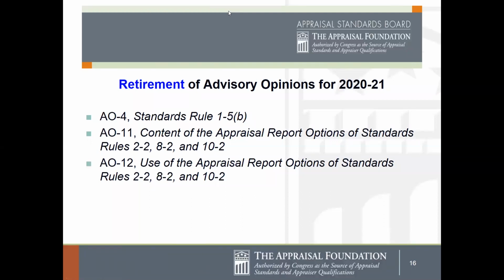So there are three advisory opinions that were retired. Advisory Opinion 4 is a very narrowly focused advisory regarding the reporting of foreclosure sales and transfers in lieu of foreclosure. We do address this topic in other places, such as frequently asked questions. And given its narrow focus, it was determined that we could retire, or we should retire, this guidance. And then AOs 11 and 12, which deal with the current reporting options, have been retired since they have been replaced with Advisory Opinion 38.